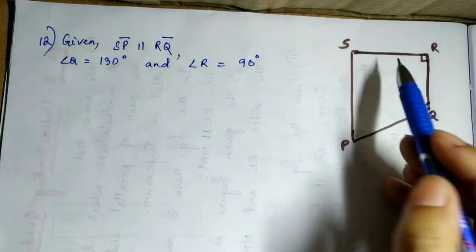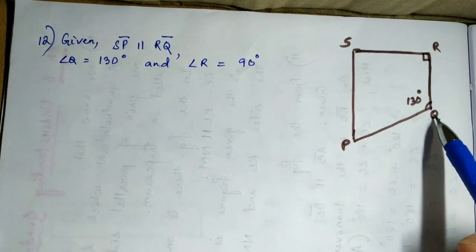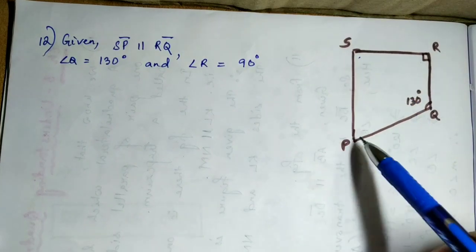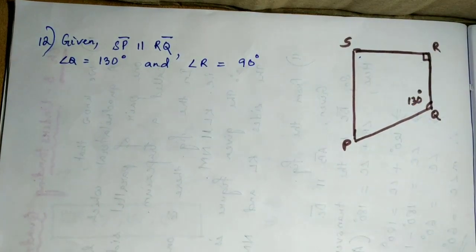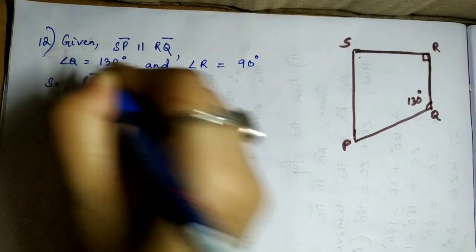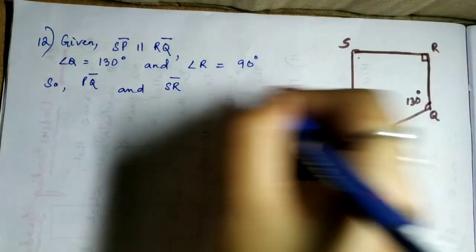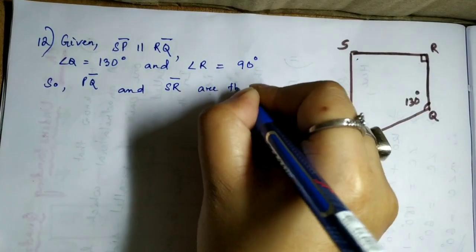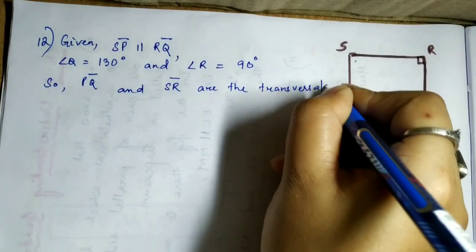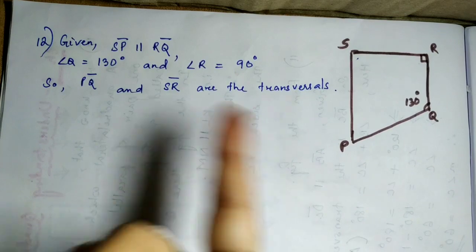Okay, now if this is parallel to this, which are the transversals? This and this are the transversals. Why will I be using both? Because I need to find both angle S and angle P. Okay, so let us do it that way. So PQ, this, and SR, this one, are the transversals. Now I'll be using the same property as the previous one.